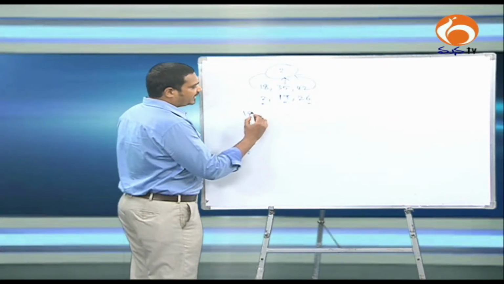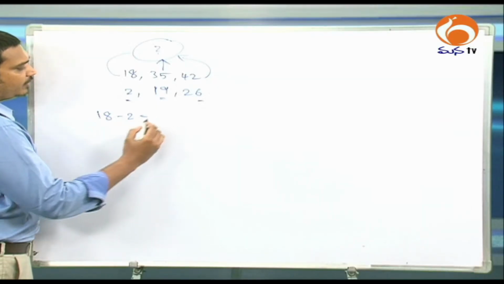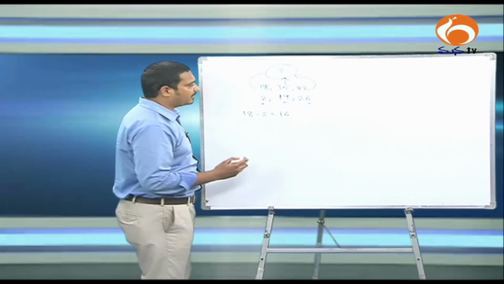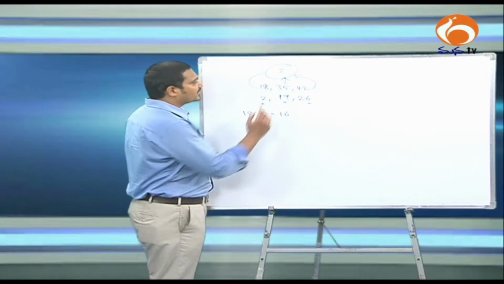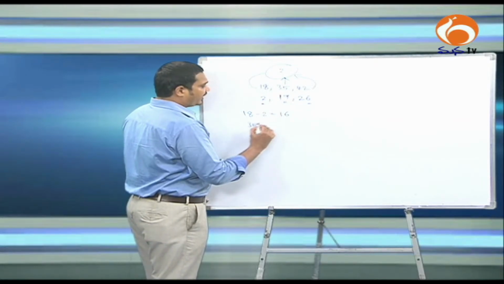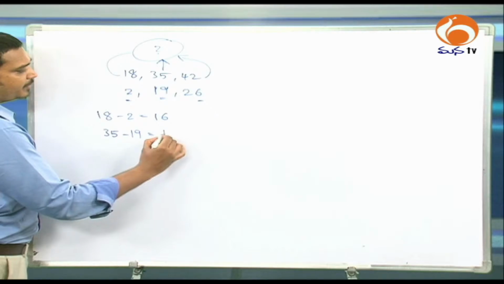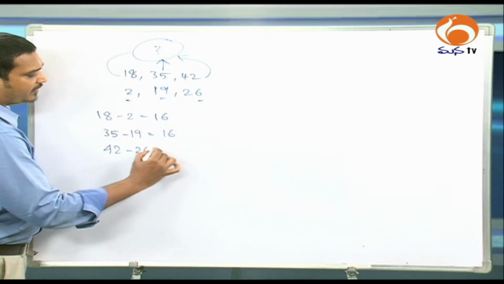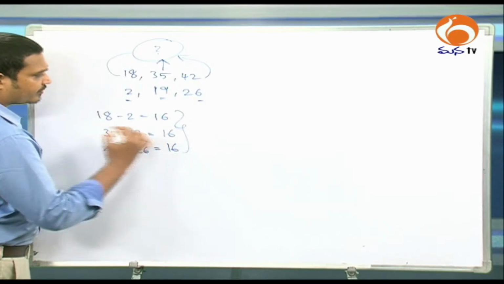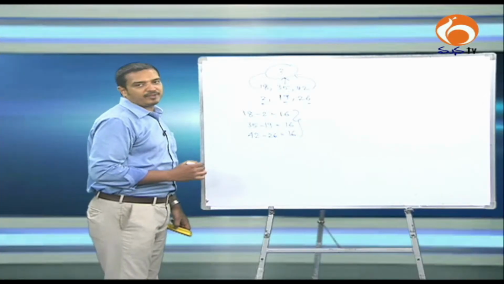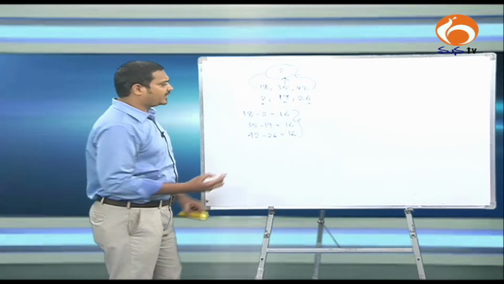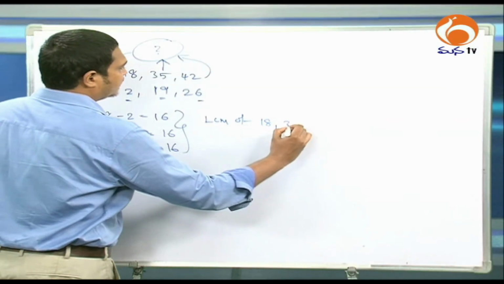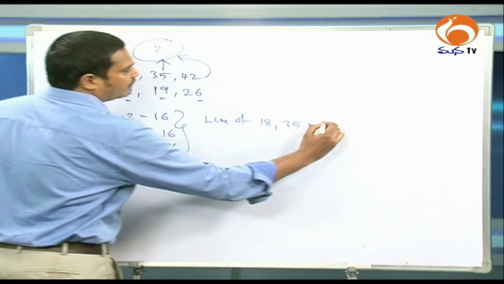Subtract this 2 from 18, what is the difference? It is 16. At the same time, check the difference between 35 and 19, which is 16. At the same time, if you see the difference between 42 and 26, it is 16. Alright, so every time the difference here is 16. So it is so simple for us. So LCM of 18, 35 and 42.